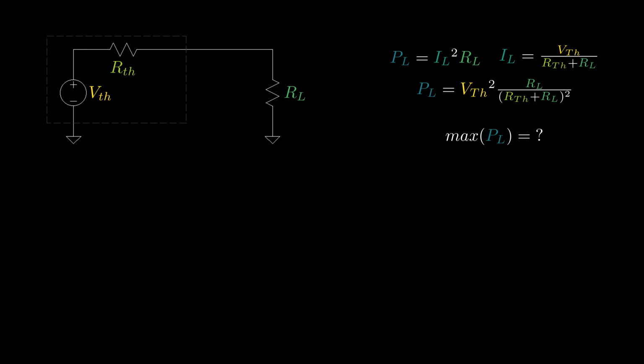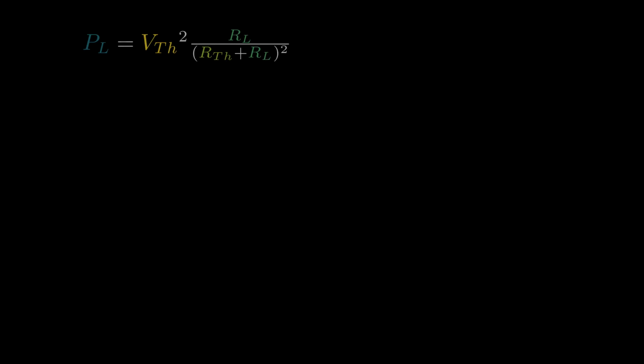From our earlier plot, we saw that if RL is chosen correctly, we can maximize the power dissipated. How could we prove this mathematically? And for a given VTH and RTH, what is the maximum power that could be delivered to RL? If you have taken calculus, you may recall that you can get the maxima of a function by calculating its derivative and setting it equal to 0.